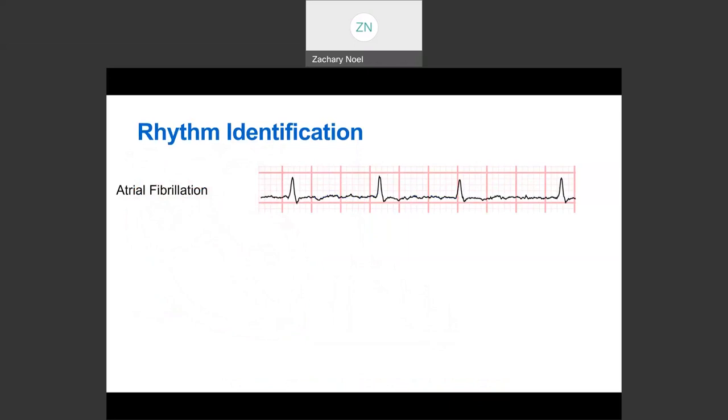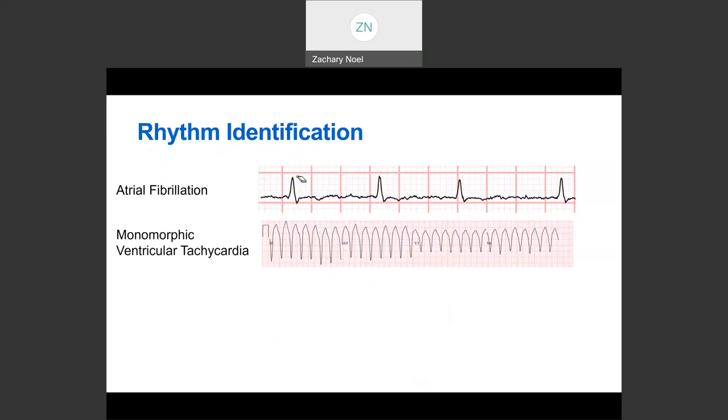So recognize that within atrial fibrillation, we're going to see variability between each QRS complex. It's going to change constantly with time, which is why it's termed irregularly irregular. And there are also no discernible P waves within AFib. We just see this kind of fine fibrillation, so to speak. And so those are the characteristics of atrial fibrillation.